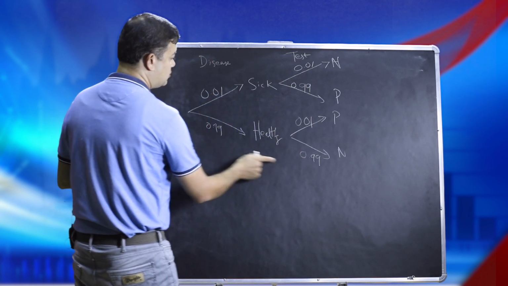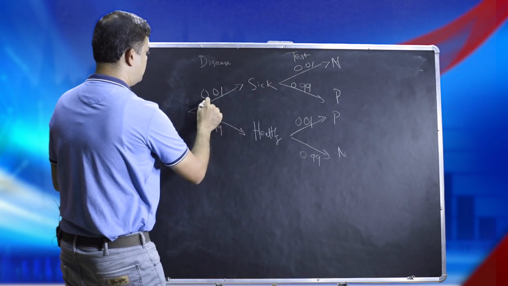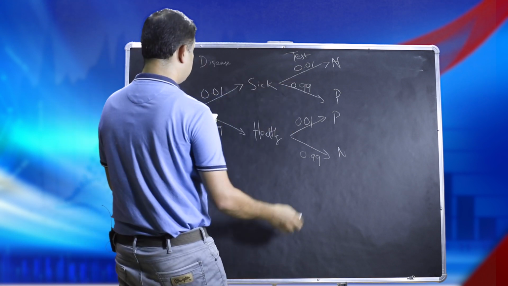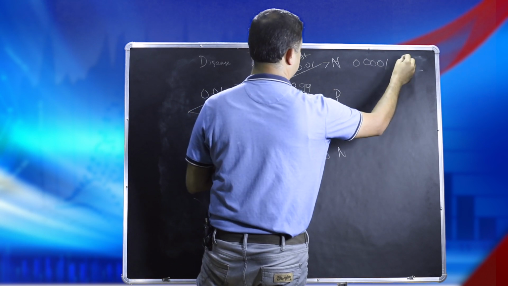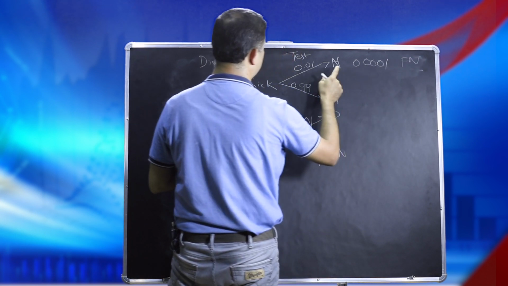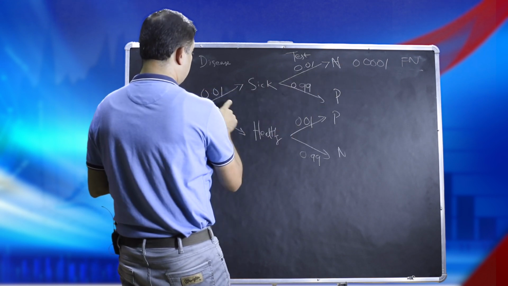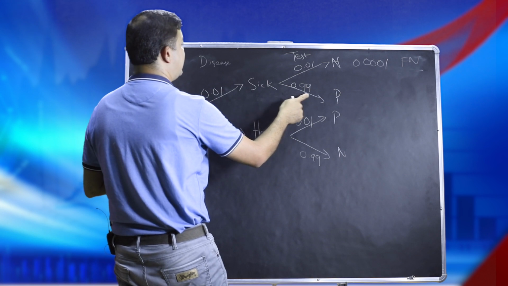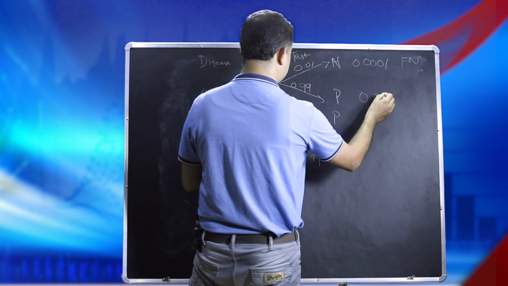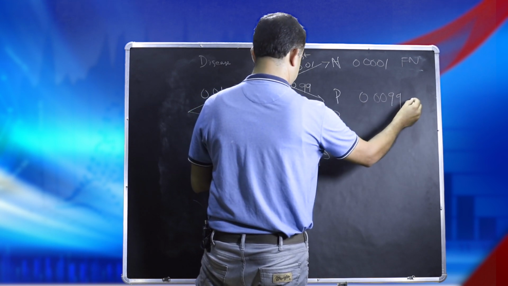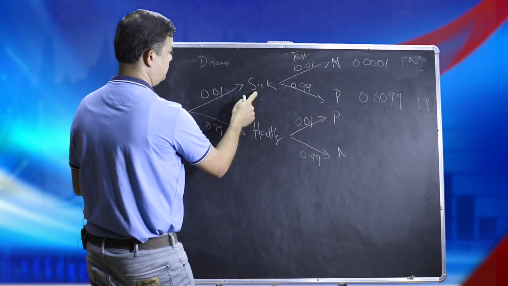So we can multiply these values to get the total values. So let us start from here. 0.01 multiplied by 0.01 is basically 0.0001. That is nothing but false negative. This is negative, but these are sick. So these are false negative. So 0.01 multiplied by 0.99 is basically the true positive. This is nothing but 0.0099. This is true positive. Why true? Because the test is positive and they are sick.